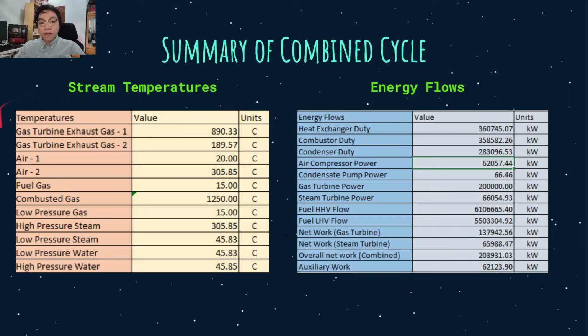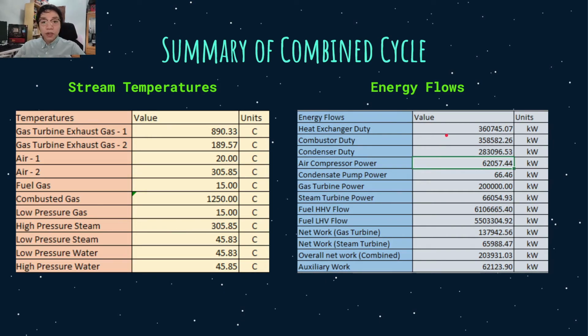This is located in the results section, and this is taken from the material streams for our simulation. We can see here that our gas turbine exhaust gas is at 890 degrees Celsius, and it exits the heat exchanger at 189.57 degrees Celsius. Our high pressure steam achieves our desired temperature, which is 305 degrees Celsius.